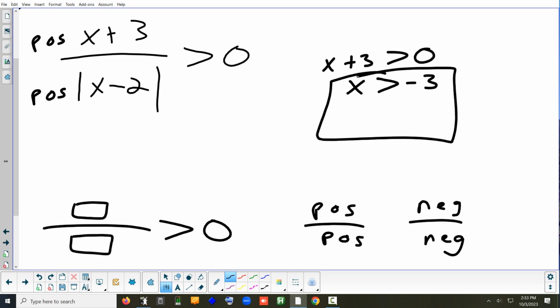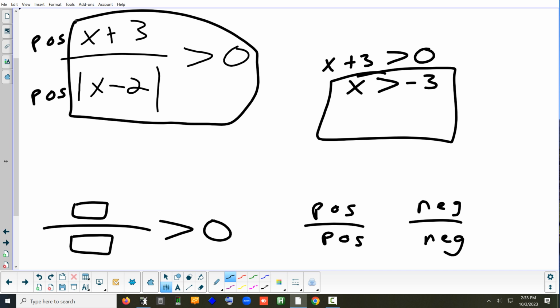Is there any number that's bigger than -3 that you can't plug into that problem? Remember, this is your original problem. Right there. Yep, 2. Why can't you plug in 2? If you plug 2 in the top, it's fine. 2 plus 3 is 5. That's a positive number. But if you put 2 on the bottom, you'd be dividing by 0.